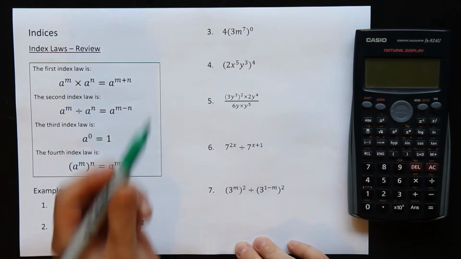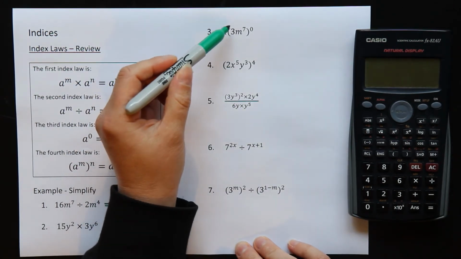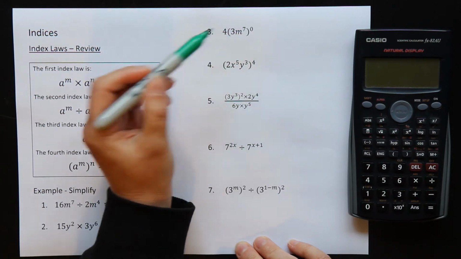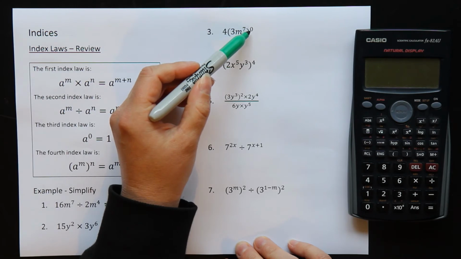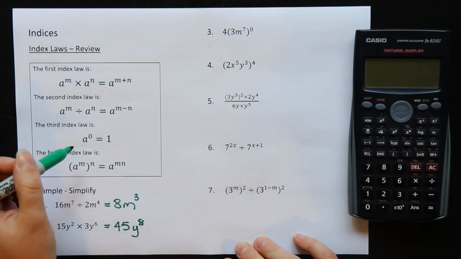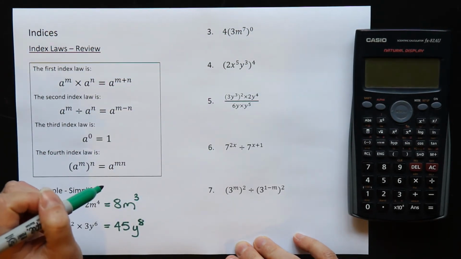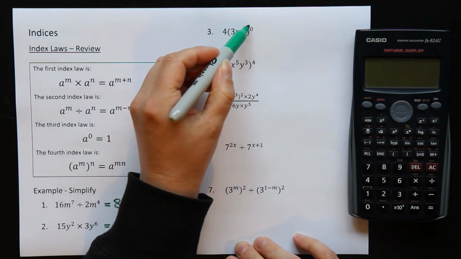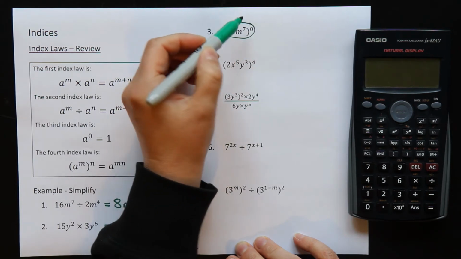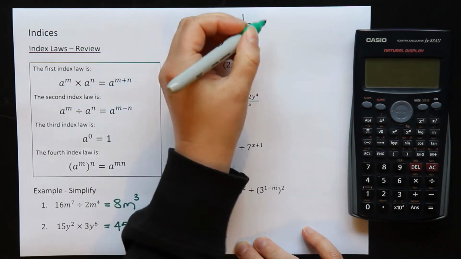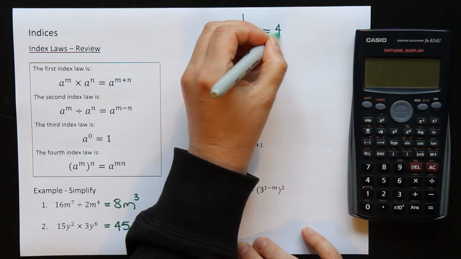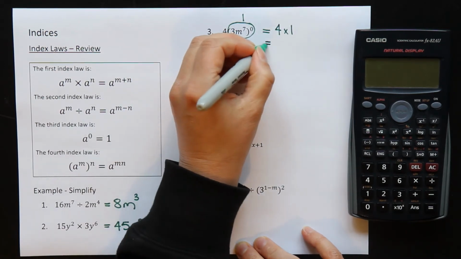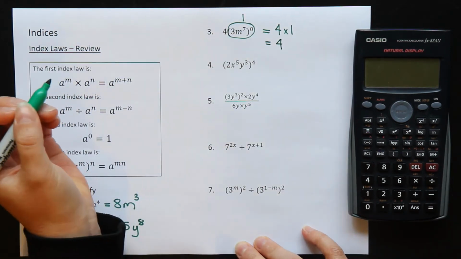In question 3, I have a 4 at the front of 3m to the power of 7, to the power of 0. Now, as soon as we have a power of 0, that's this third law here, anything to the power of 0 is equal to 1. So this whole thing here, that whole thing to the power of 0, is just equal to 1. So I really just have 4 times 1, because of this 4 at the front, which is just equal to 4. Okay?